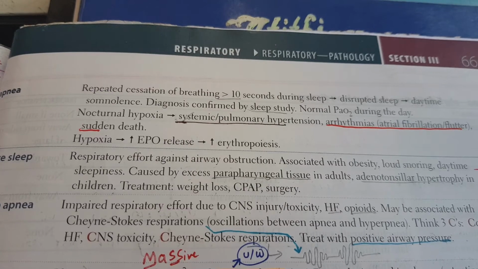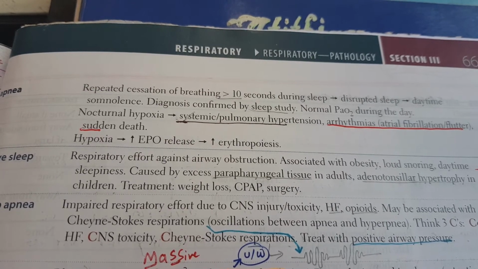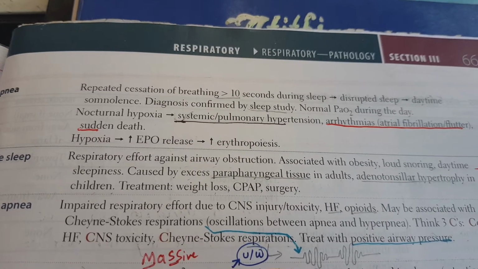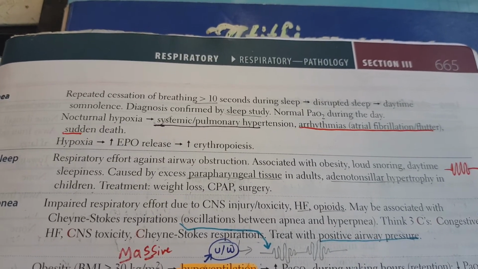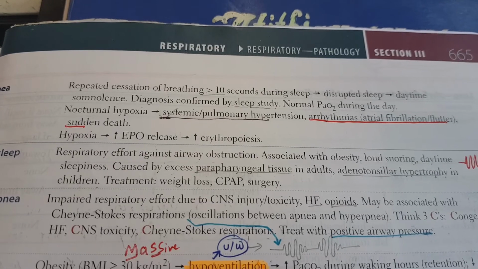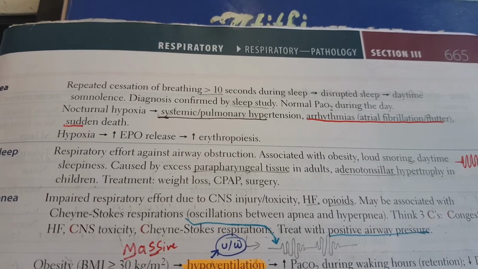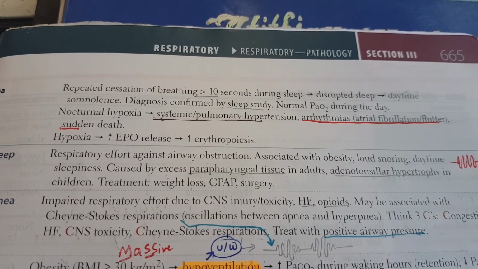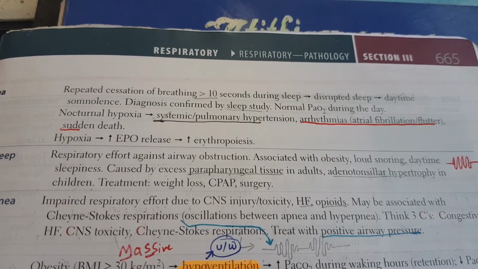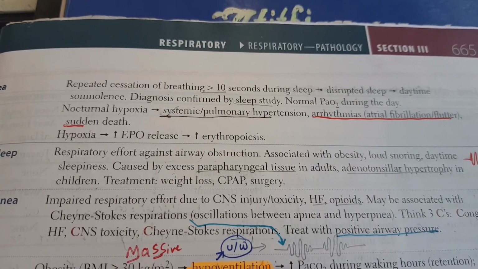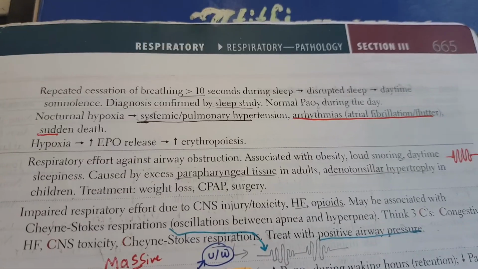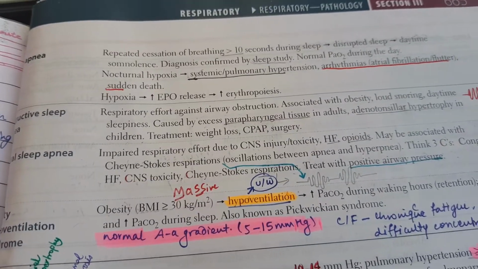Okay, normal PaO2 during the day, nocturnal hypoxia, systemic or pulmonary hypertension both can occur, and arrhythmia is due to atrial fibrillation or flutter. There could be sudden death. Okay, so if there is sudden death in sleep apnea, think of arrhythmia, particularly atrial fibrillation or flutter. Hypoxia can lead to increased EPO synthesis, leading to erythropoiesis. Okay, now let's talk about obstructive sleep apnea.